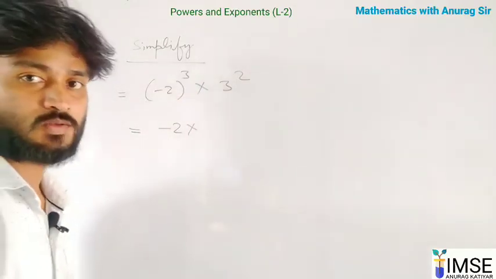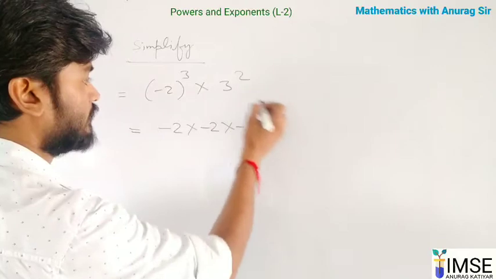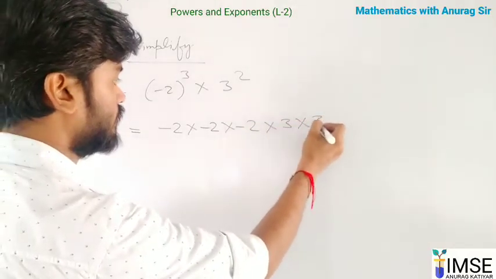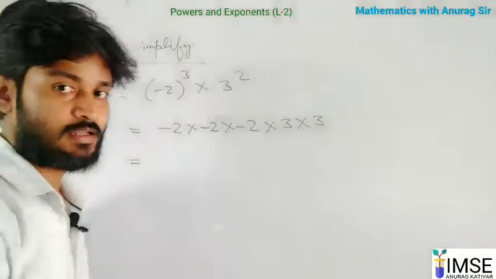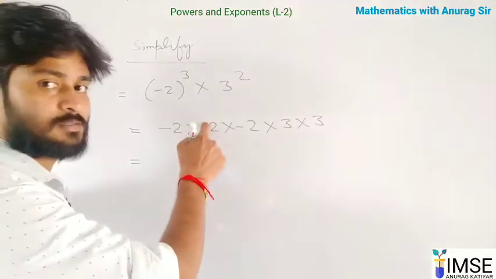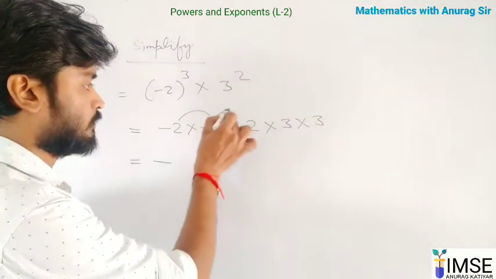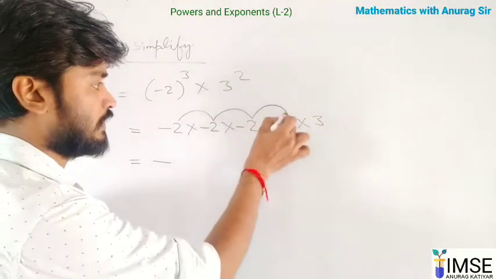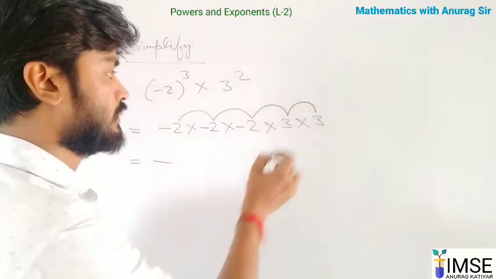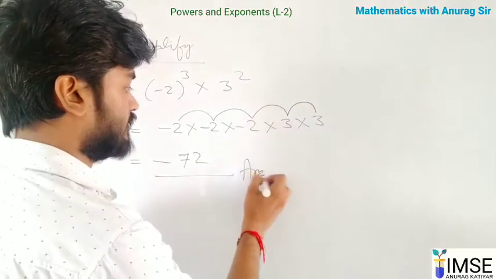because the power is 3 here. So minus 2 into minus 2 into minus 2, and 3 we write 2 times. Firstly we multiply the signs: minus into minus is plus, plus into minus is minus. Then 2 twos are 4, 4 twos are 8, 8 threes are 24, 24 threes are 72. So this is our answer.